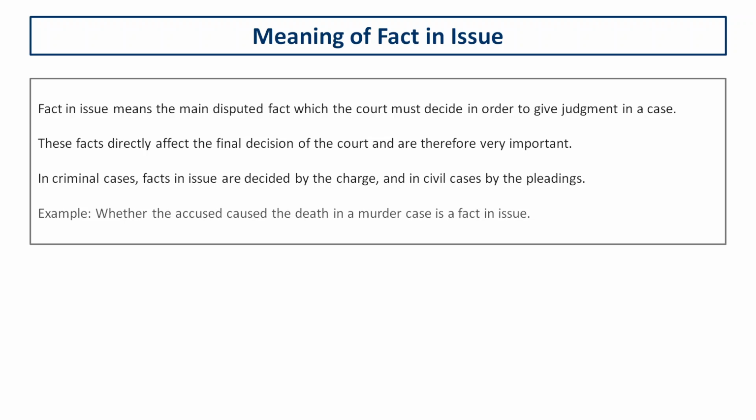In criminal cases, facts in issue are decided by the charge framed against the accused. The charge tells the court what exactly is alleged. In civil cases, facts in issue are decided by the pleadings of the parties. Pleading shows what is admitted and what is denied. Based on this, the court identifies facts in issue. This step is essential for a fair trial.